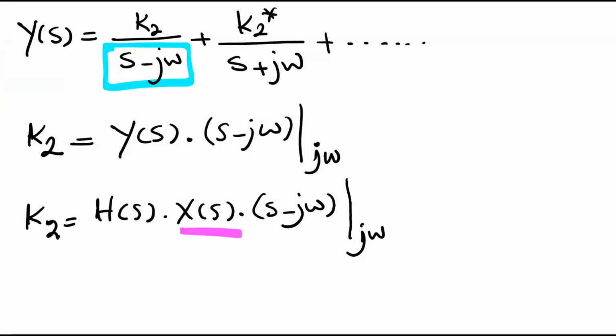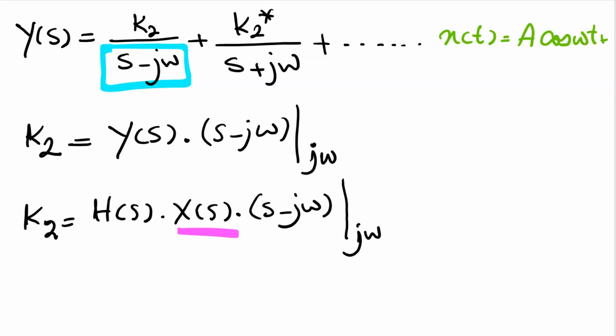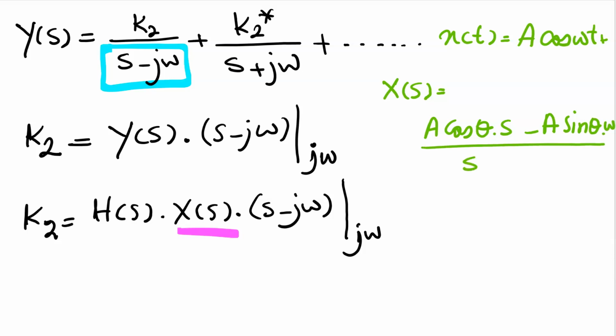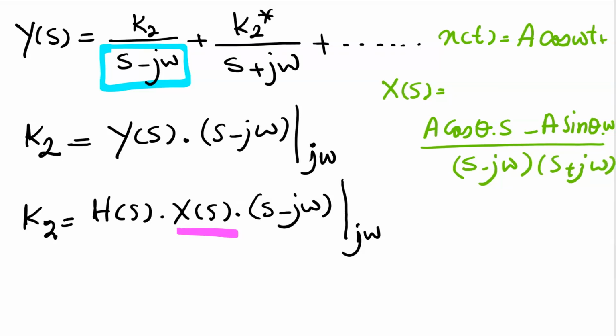What is x of s? X of s is the Laplace transform of x of t, which was a cosine of omega t, and its Laplace transform, which is x of s, is equal to a cosine of theta multiplied by s minus a sine of theta multiplied by omega divided by s minus j omega multiplied by s plus j omega. This is what I showed you in previous lecture.